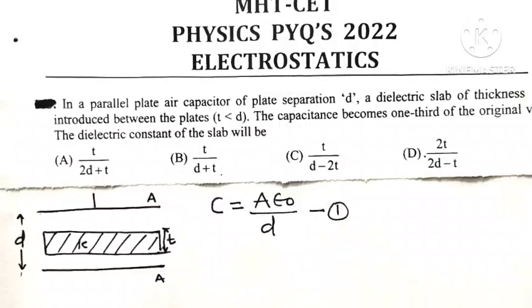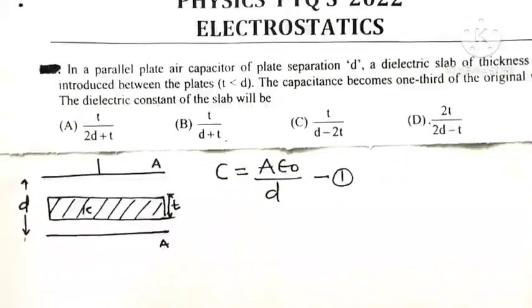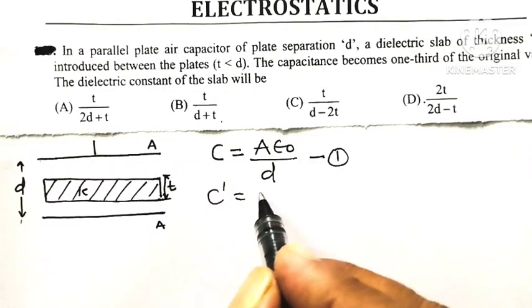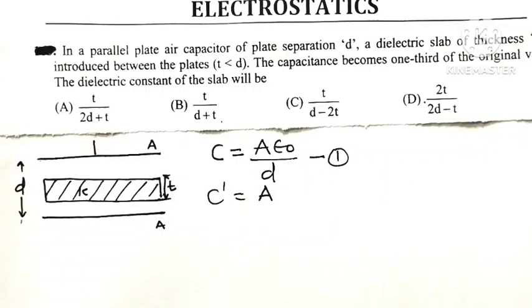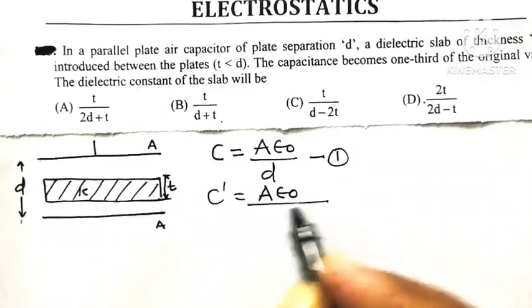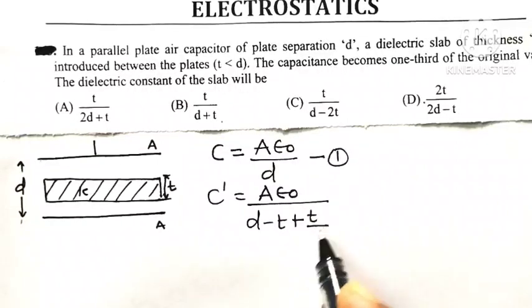A epsilon 0 by D. This is equation number 1. Now as soon as we introduce a slab of dielectric constant K and thickness T, the new capacitance C dash becomes, what is that formula after the introduction of a slab of dielectric constant K and thickness T? C dash is equal to A epsilon 0 divided by D minus T plus T by K.